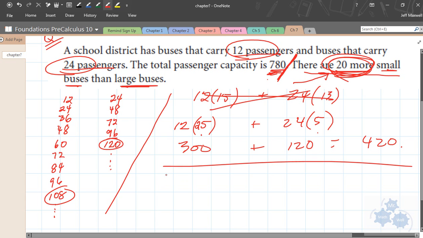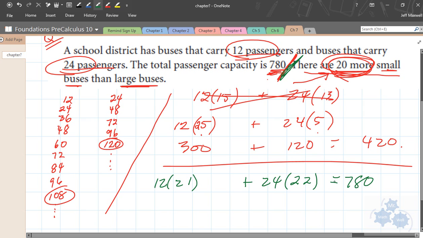Okay, all right. So, let's just put that down here. So, 12 times, you said 21, and 24 times how many of those buses? 22. Okay, so you're saying this would work. Okay, that is great. That equals 780. Now, for the first part of this problem, that would be one of the solutions, right?